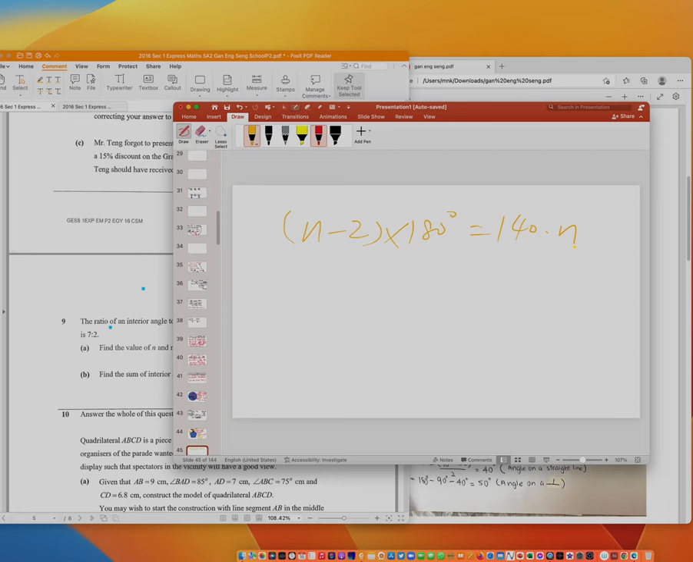Then after this, n minus 2 times 180. Can you open the bracket and solve this? Okay, fine. Yeah, I know how to do that. Okay, got it. No, you need to do it.